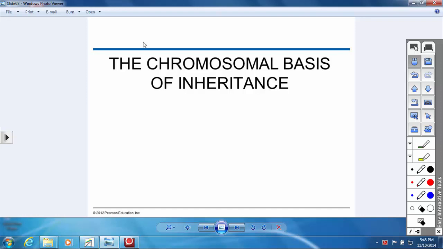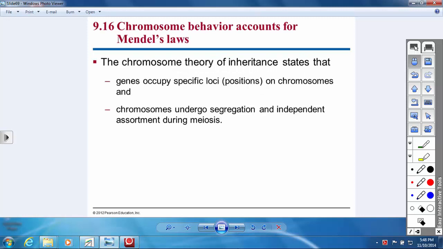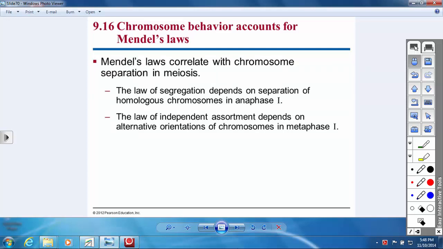Okay, so this is part 3 for chapter 9, and it's the chromosomal basis of inheritance. So we're going to look at how the chromosomes themselves can help pass on those genes. We talked about loci, and the chromosome theory of inheritance explains why genes occupy a specific location on those chromosomes. And then the chromosomes will undergo segregation, so they separate, and independent assortment during meiosis. We talked a little bit about that.